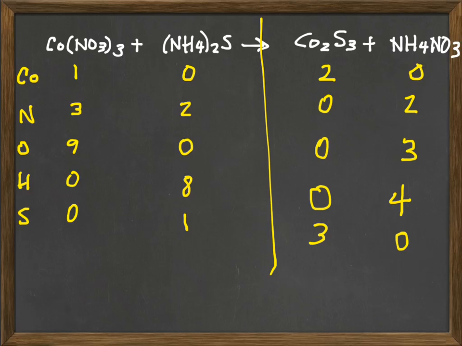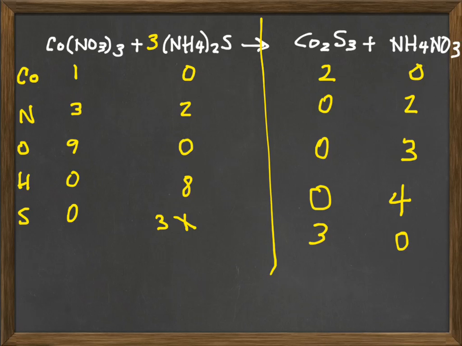We've got nitrogens all over the place, and so those are something that we should really be leaving for later. Let's start at the bottom with sulfur. On the left we have 1 sulfur, and on the right we have 3 sulfurs. So let's multiply this by 3, the (NH4)2S. That will multiply everything underneath it by 3.